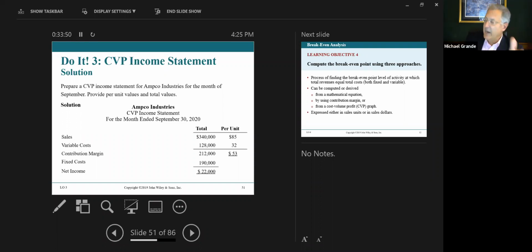And we also want to calculate this on a per unit basis. Sales price per unit, $85. Variable cost per unit, $32. Contribution margin per unit, $53. We don't care what the fixed cost per unit is.